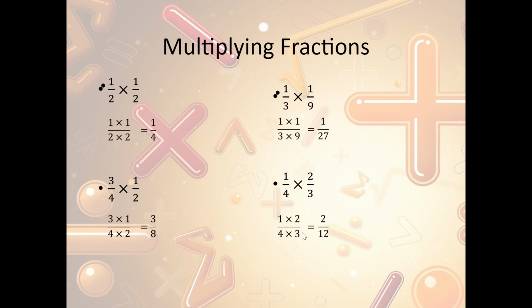Remember, we always need to simplify. So is there anything in common between 2 and 12? Well, we notice that 2 is, so we're going to divide both the top and bottom by 2. So 2 divided by 2 is 1. 12 divided by 2 is 6. So we get 1 over 6.